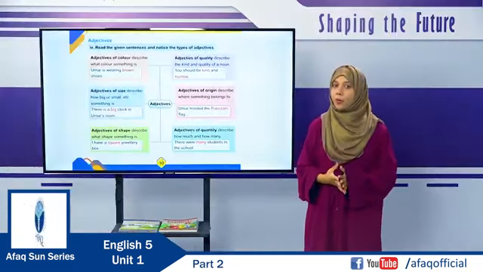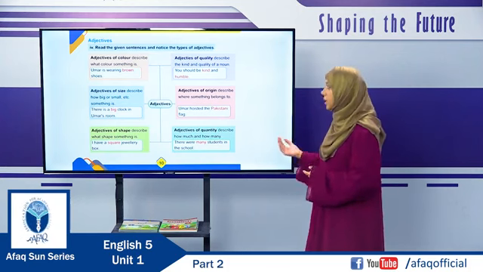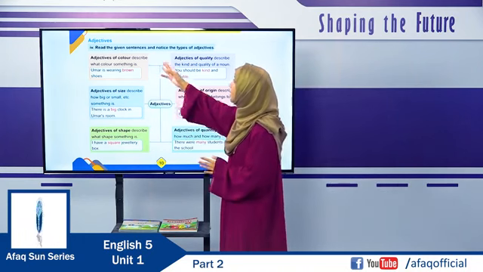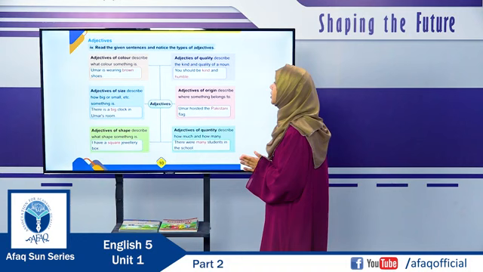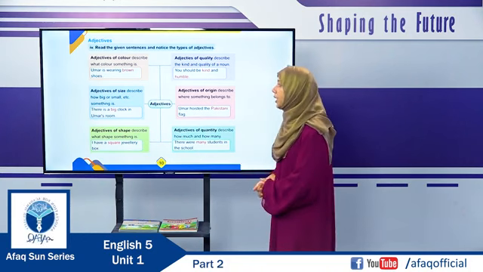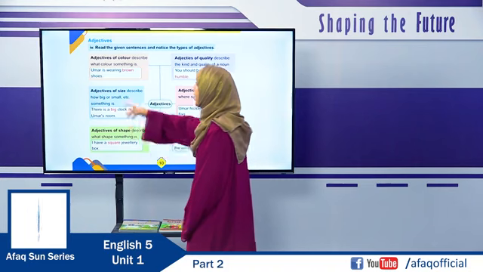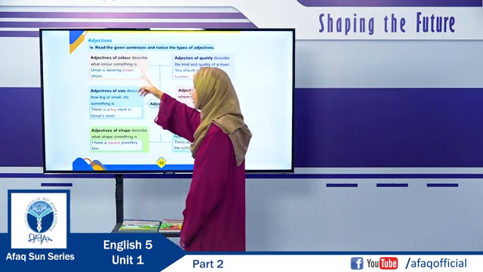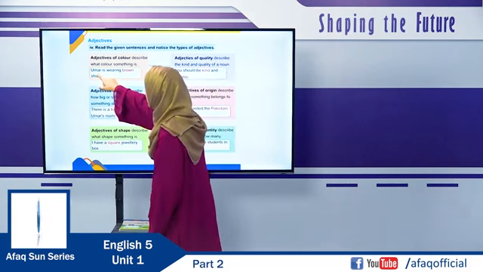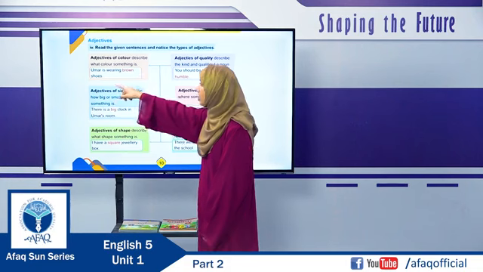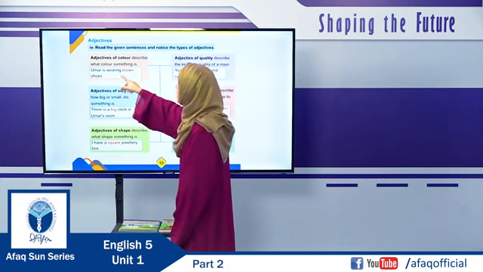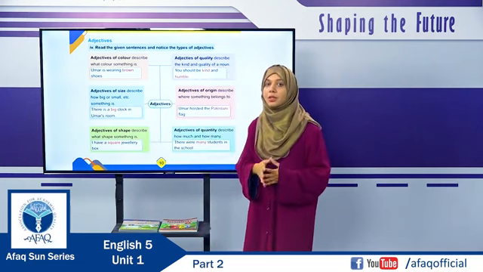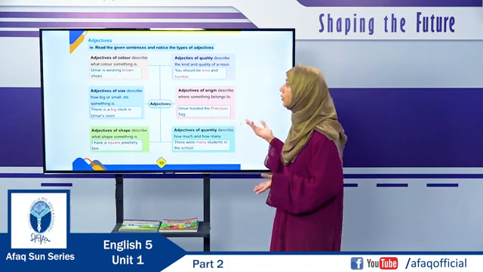Dear students, now open textbook page number 10. On this page, you will see a table like this. You have to read the given sentences and notice the types of adjectives given in them. Okay, let's read the first one. Adjectives of color describe what color something is. Okay, let's read the sentence. Umar is wearing brown shoes. So brown is the adjective here, and this is the adjective of color because it is describing the color of the shoes of Umar.